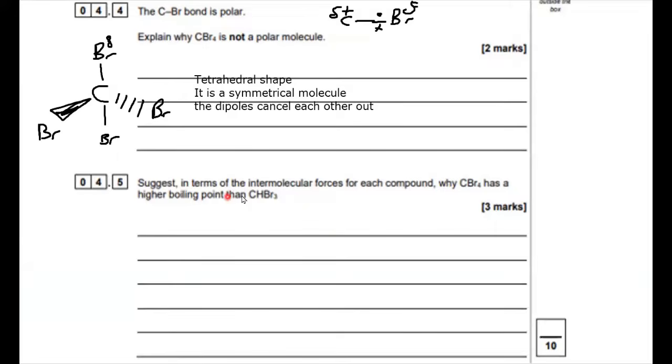Right, 4.5, suggest in terms of the intermolecular forces for each compound why CBr4 has a higher boiling point than CHBr3. Now, this can be a little bit unusual because CHBr3, so it's going to be tetrahedral as well.